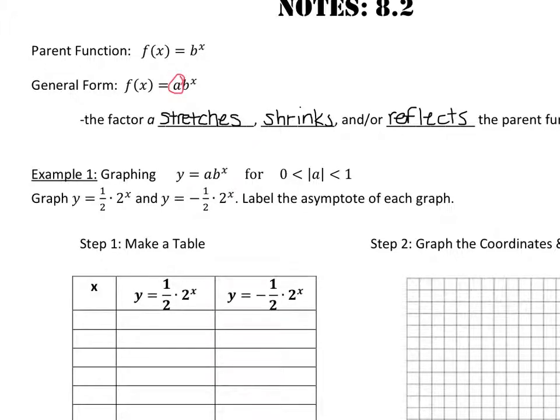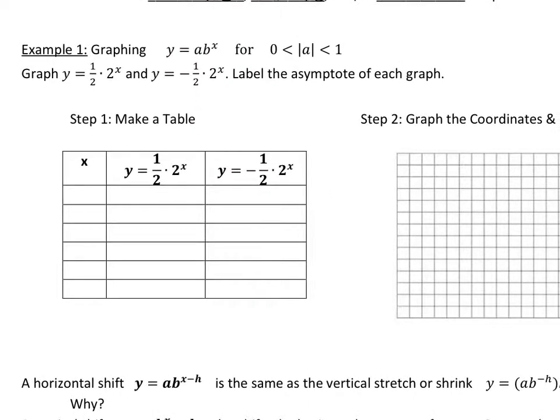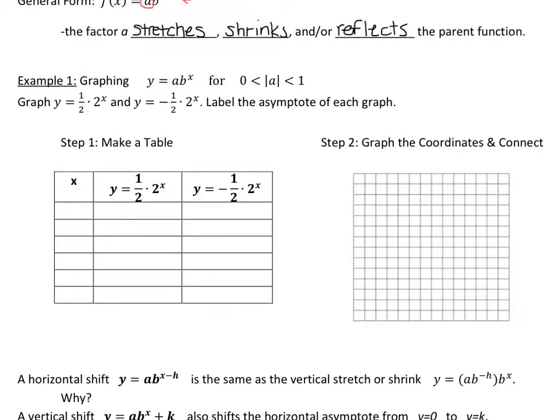Remember, our parent functions start like this and go up like a skateboard ramp or something. Right, that's just kind of what our graph looks like. We are going to start by graphing a shrink. It is a shrink because our a value, the absolute value of it, is going to be between 0 and 1. So this is going to be a shrink. Our a value exactly is going to be 1/2.